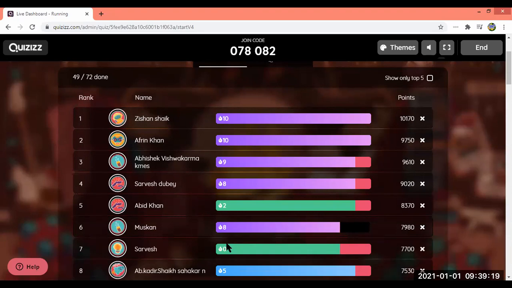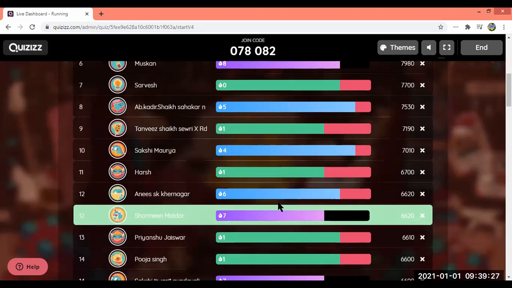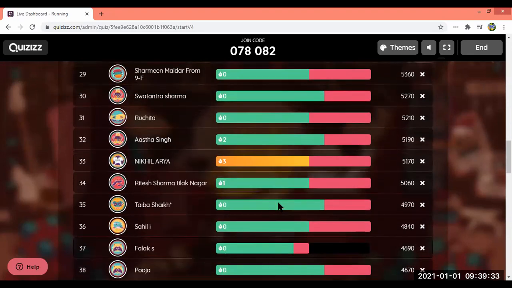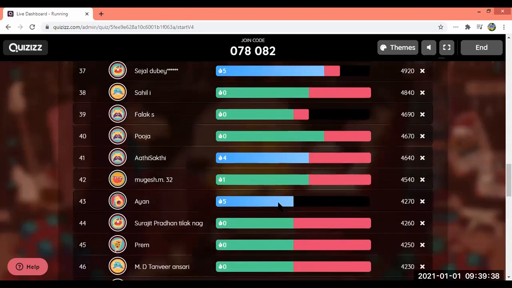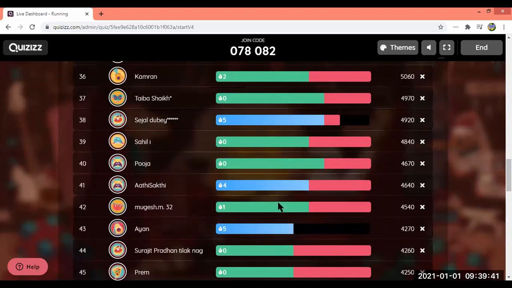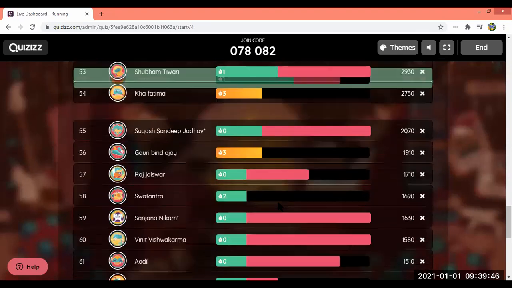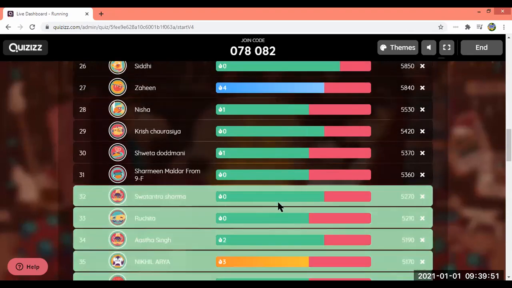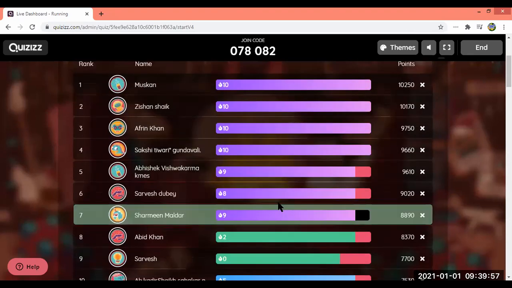I see Muskan is rising up on the leaderboard and maybe she also gets 100%. So let's wait for another 30 seconds. Sakshi Tiwari, Sharmeen, they are also trying. Two other students are trying. Let's see if they get 100%. Ayan is also doing great. Yes, students, we are running out of time, so try to read the question carefully. Okay, and Ayan is also doing great.